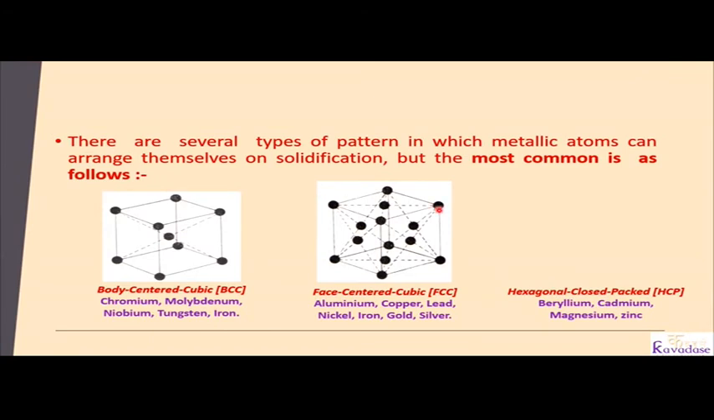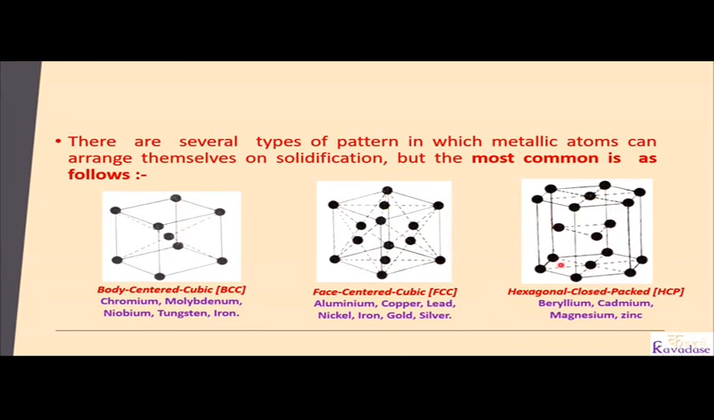This is the unit cell of the face centered cubic structure metal. Aluminum, copper, lead, nickel, iron, gold, and silver come under the FCC category. You will notice here iron comes in FCC as well as in BCC. We will discuss why it comes in both categories. And the third one is hexagonally closely packed. This is the unit cell of HCP, and beryllium, cadmium, magnesium, and zinc come under this HCP unit cell.